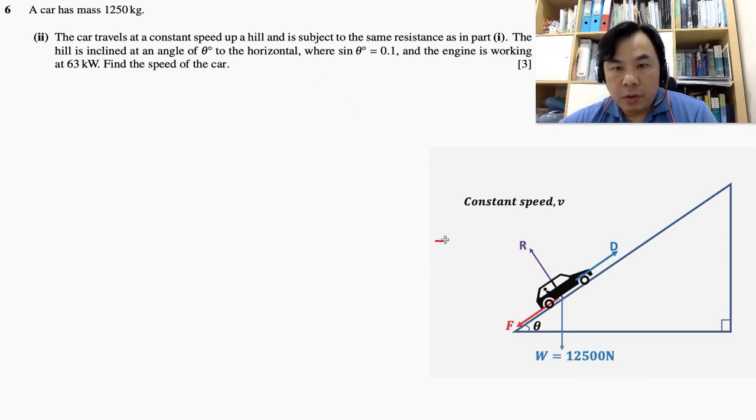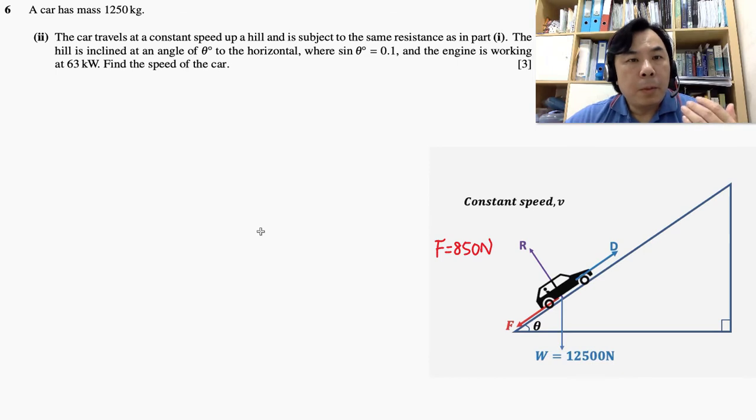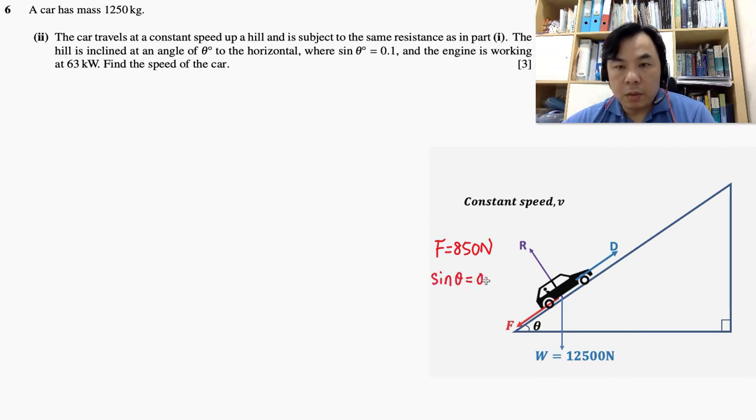The frictional force is still 850 newtons, constant resistance to motion. Okay, and then the hill is inclined at that angle theta, where sine theta is given as 0.1. So I'm going to write that down. Sine theta is given by 0.1.